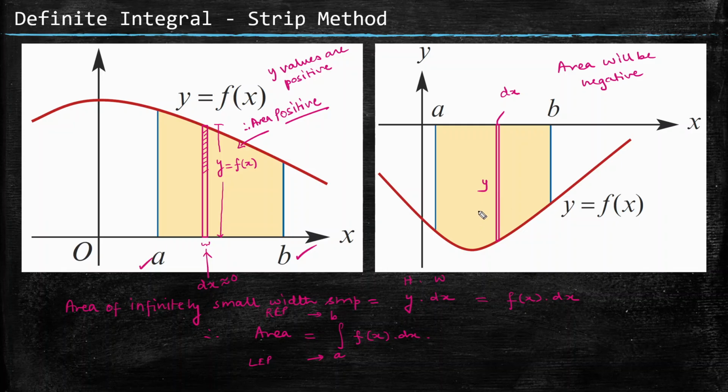Because to find the area, we need to do y times dx. So the area of this strip will equal length times width, that is y times dx, and that will come out to be negative. Now the area from a to b will be given by the integral from a to b, but this area will be negative because the y values are negative.